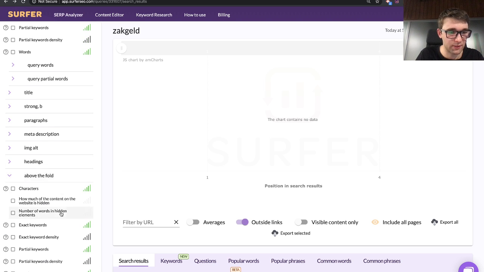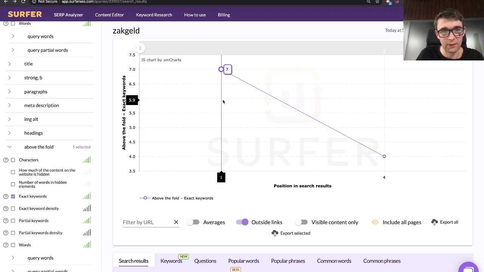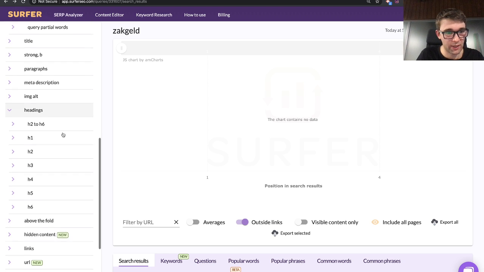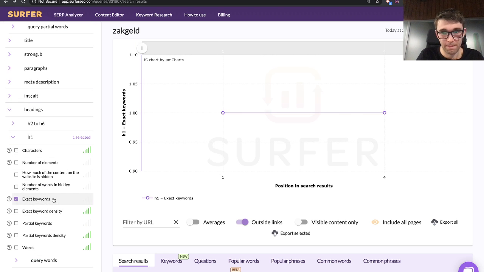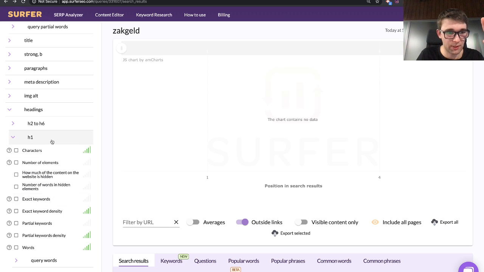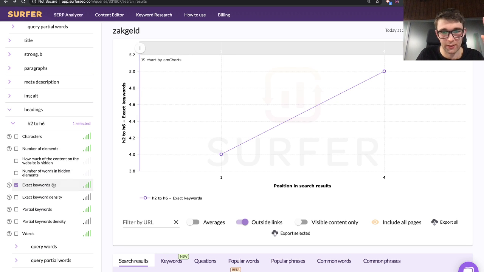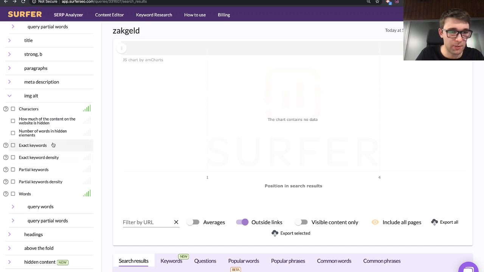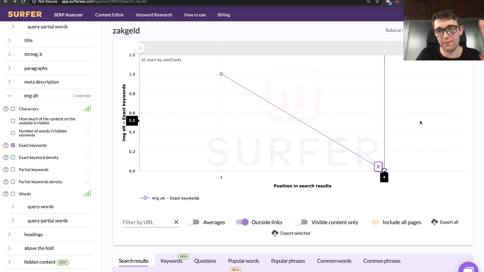Maybe in above default we'll find something cool. So okay, they have 7 times above default. You have only 4 times above default. So it's room for improvement. Let's check the headings, maybe H1. Okay, you both have 1 time in H1, that's fine, but let's take a look at supplementary headings. And looks like you are slightly over optimizing supplementary headings, because you have 5, they have 4. So I would consider reducing it by 1 in headings from H2 to H6. Let's check the image alts. Yeah, they have 1, you have 0 times.